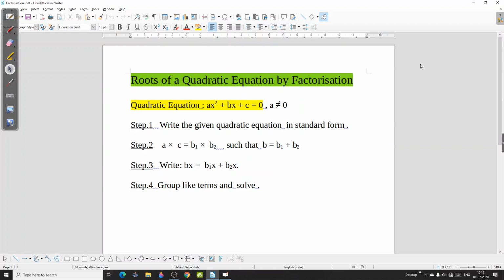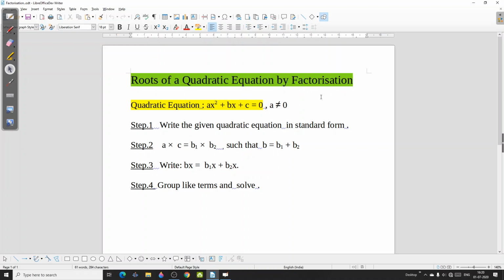First of all, you all know what a quadratic equation is. The quadratic equation in standard form is of the form ax square plus bx plus c equal to 0, where a is not equal to 0. What is a here? It is the coefficient of x square. Then, to find the roots by the method of splitting the middle term, certain steps have to be followed.